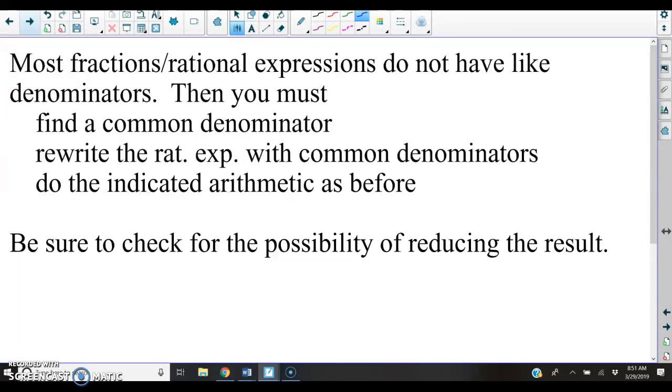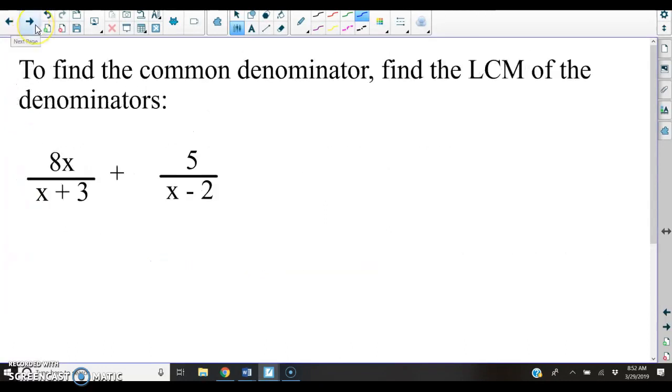Okay, so most fractions or rational expressions do not have like denominators. Then you must find a common denominator. You must rewrite the rational expression with your common denominators, and then you do your indicated arithmetic. And here again, I said be sure to check for the possibility of reducing. Okay. To find the common denominator, you find the least common multiple of the denominators.